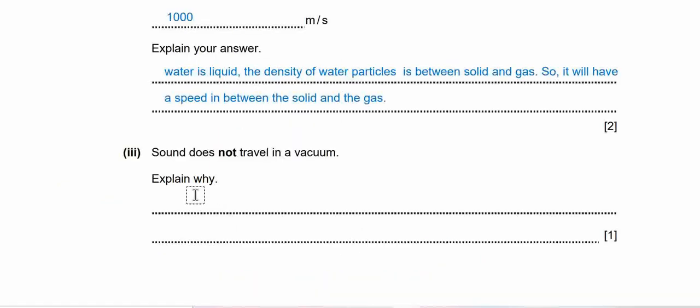Explain your answer. Water is liquid. The density of water particles is between solid, aluminum solid, and gas. Air is gas. So it will have a speed in between the solid and the gas. That's the reason. Next. Now we are in question 12b part 3.